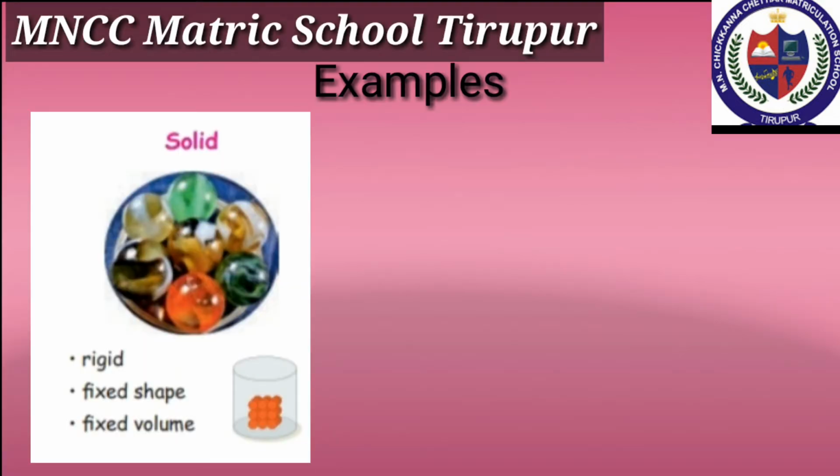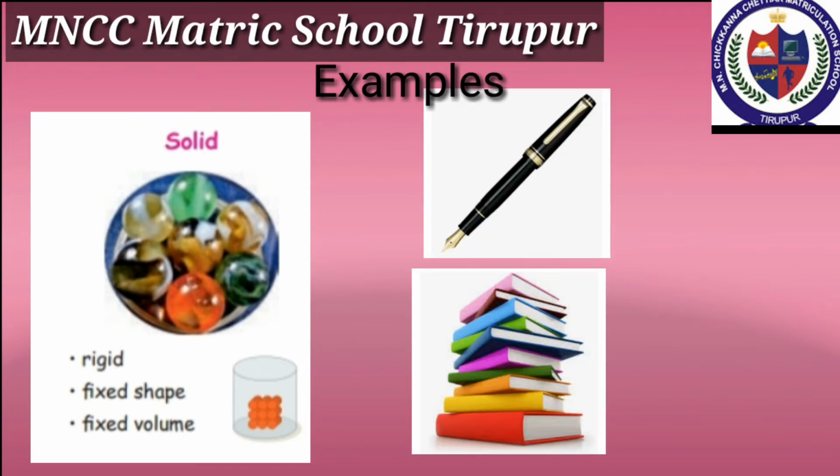First, we'll see about solids. In solids, molecules are very closely arranged. They are rigid, they have definite shape, size and volume. Some common examples of solids are pen, books, apple.